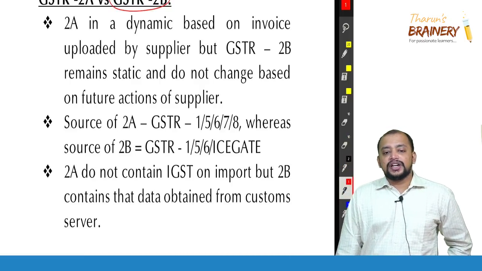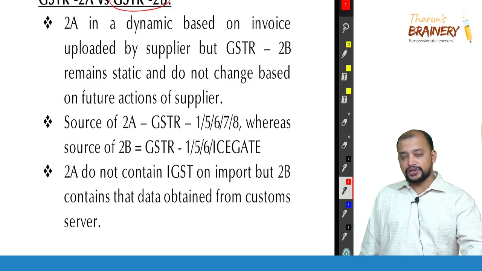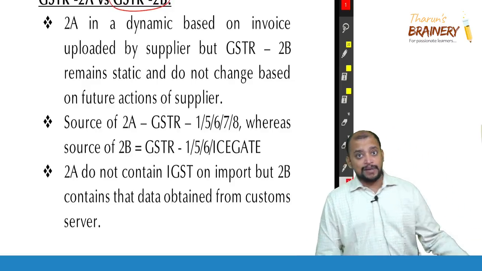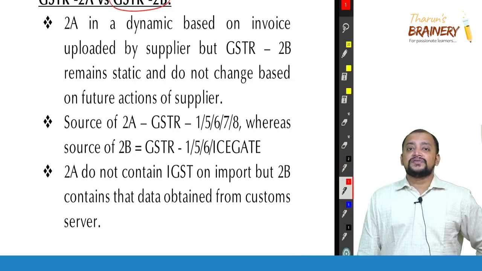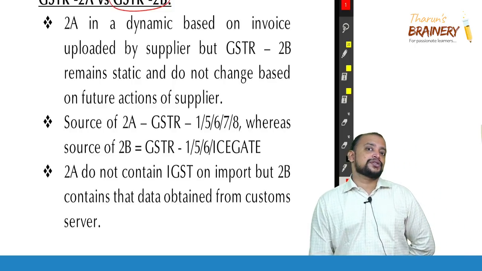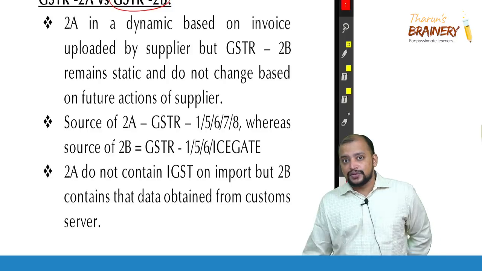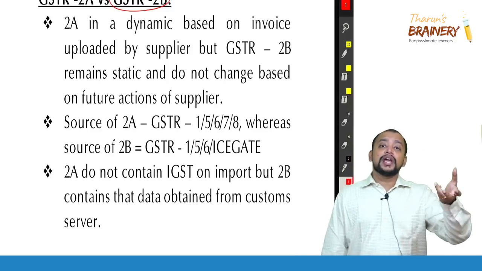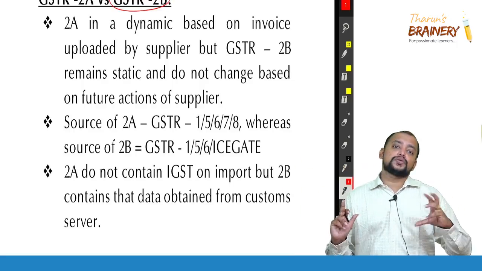Sir, at the end of the year, 2A and 2B will always match, sir. No, definitely it will not match. 2A and 2B never will match, because first of all, the source will differ. Whatever is the source of 2A, the same source is not there for 2B. So it may or may not match. That is irrelevant. What we need to see is 2A or 2B versus 3B.